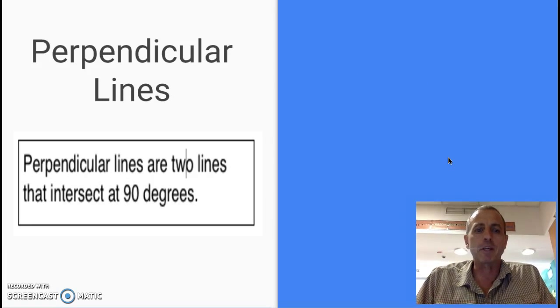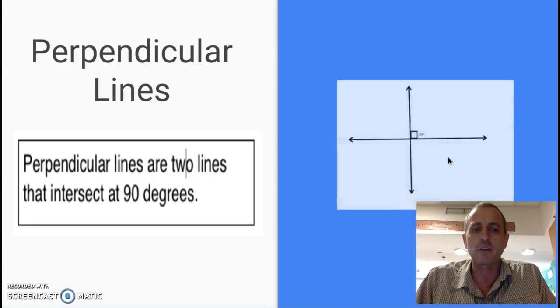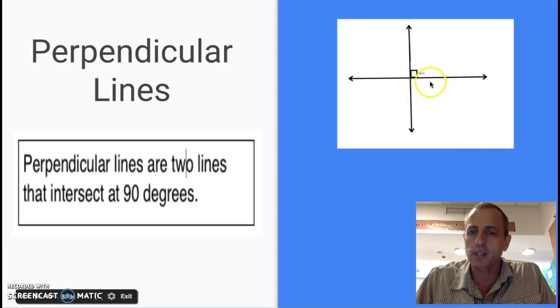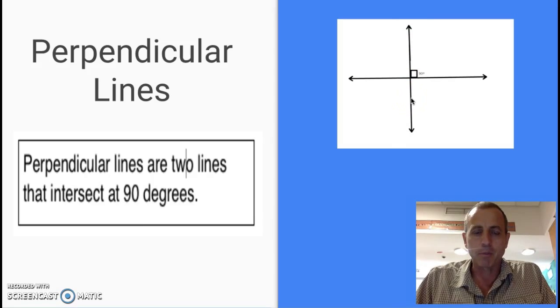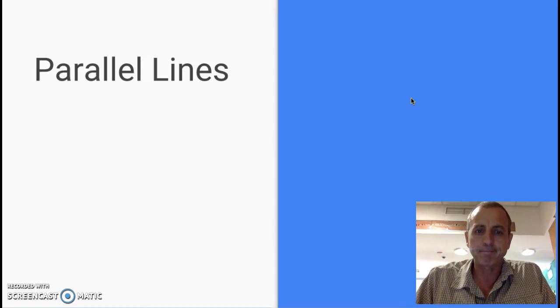Okay. Perpendicular lines, they are two lines that intersect at 90 degrees. You can see that little symbol again, which means 90 degrees in math. These two lines intersect right at 90 degrees, and they are therefore called perpendicular lines.